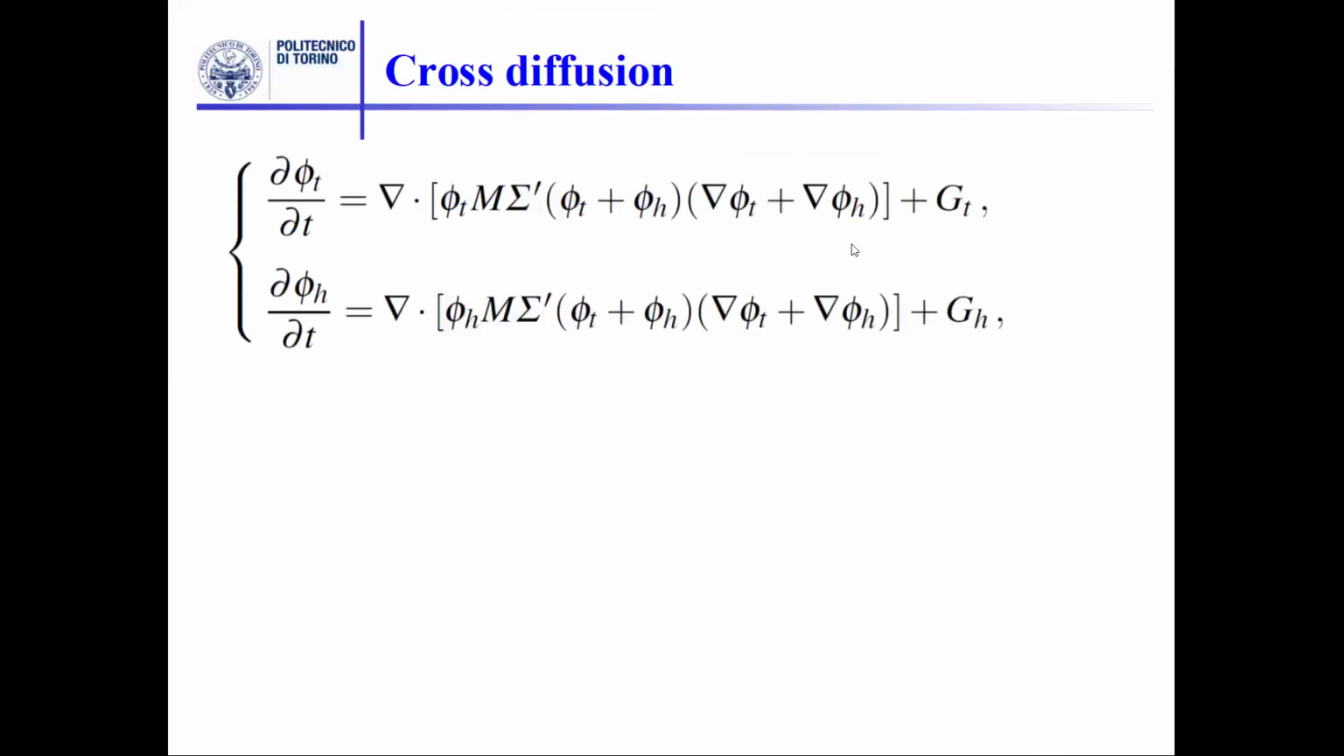Other mathematical features come into play, which are the following. To make an example, in this case I'm not considering a segregated situation. In the previous case, I had tumor inside and host outside. But now the two cell types are mixed. They are co-present, right? They occupy the same space.